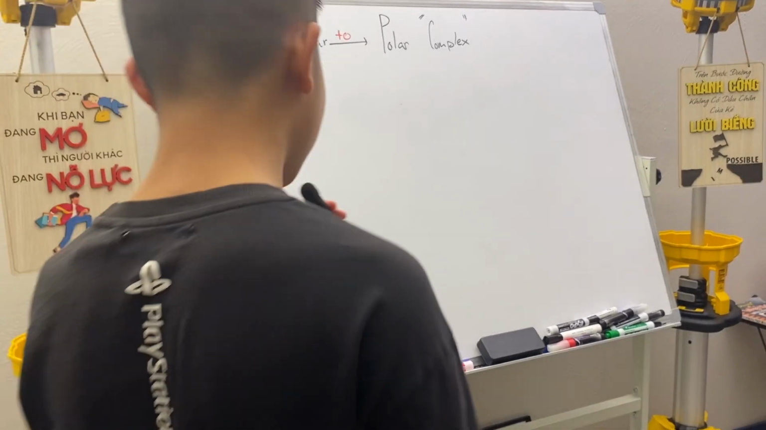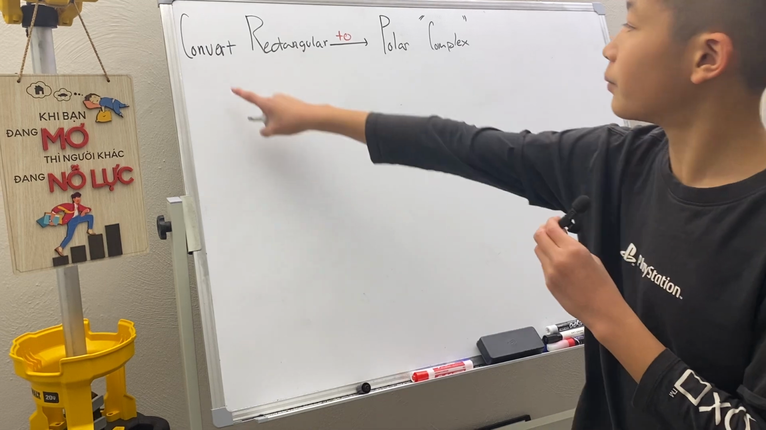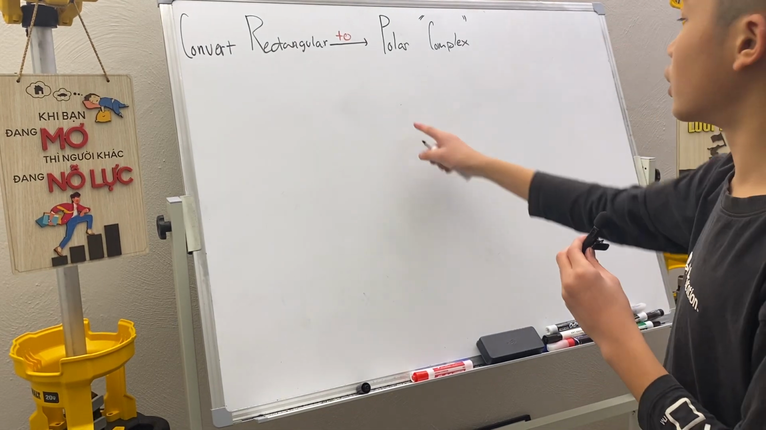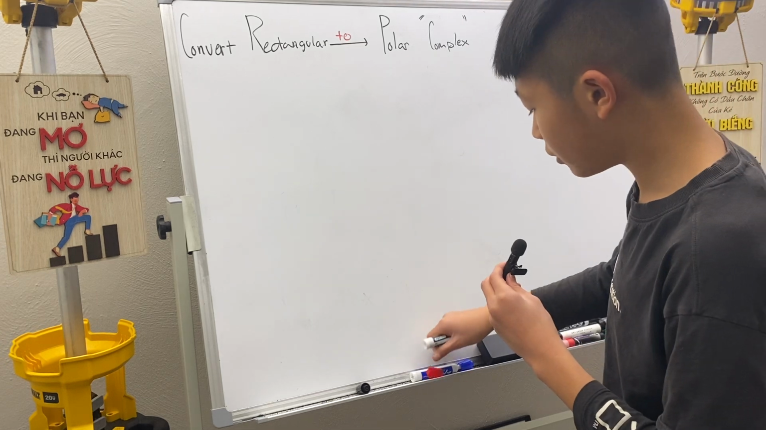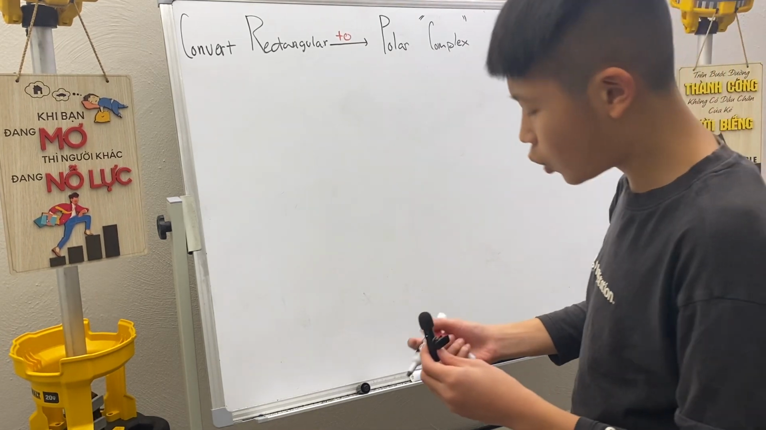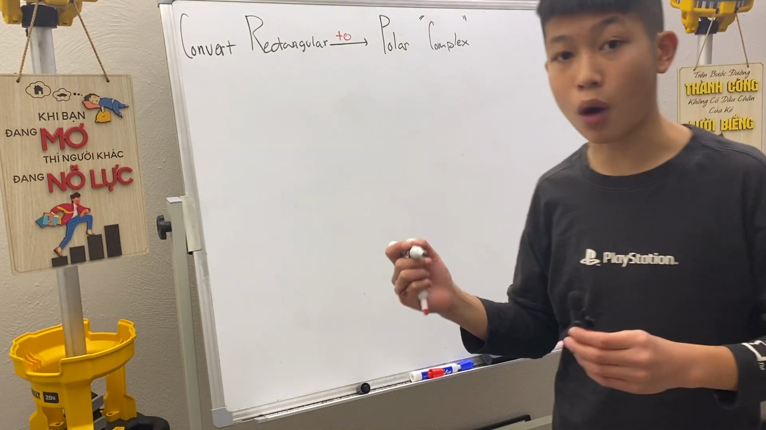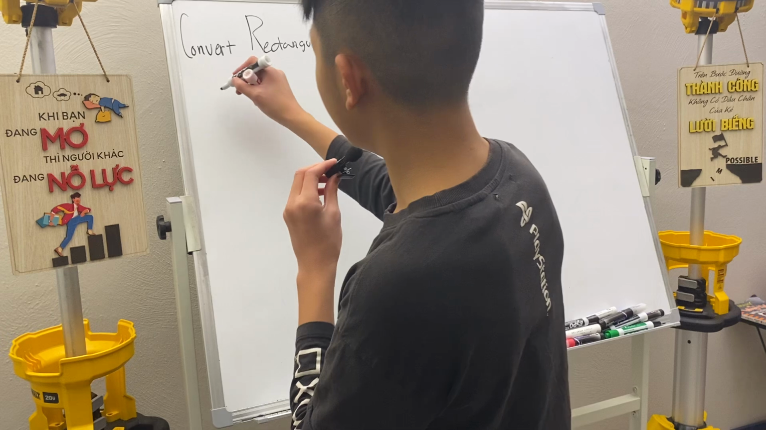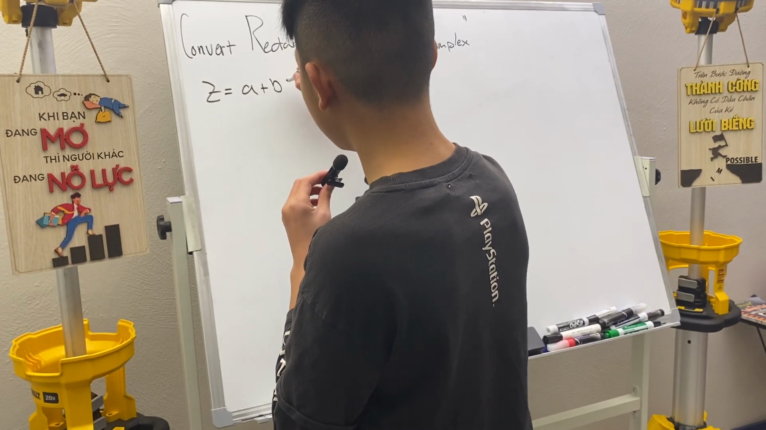Okay, you see the title. Today we're going to be converting rectangular to polar form in complex form. First, you need to know what the rectangular form is in the complex plane: z equals a plus bi.